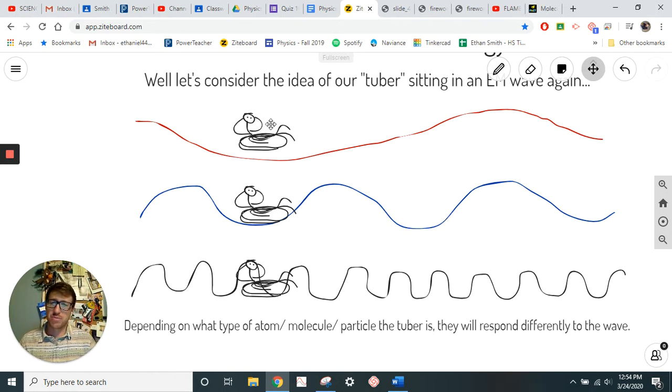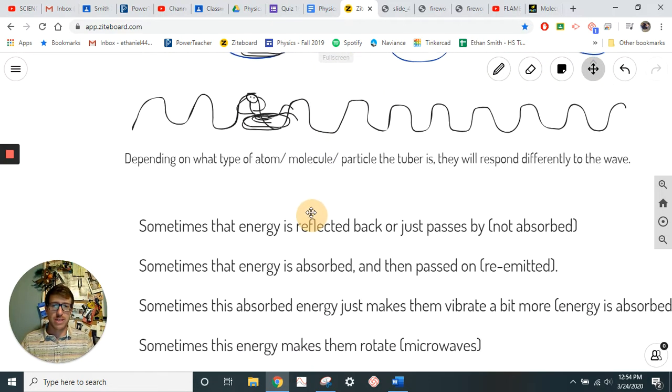If we could imagine, this one might not even be noticeable. This one, they just go kind of up and down, and this one, they might even get knocked out of their tube. Depending on the frequency of those waves, and therefore the wavelength of them, this tuber is going to be able to absorb that energy or respond to that energy differently. Okay, so let's talk about some different examples.